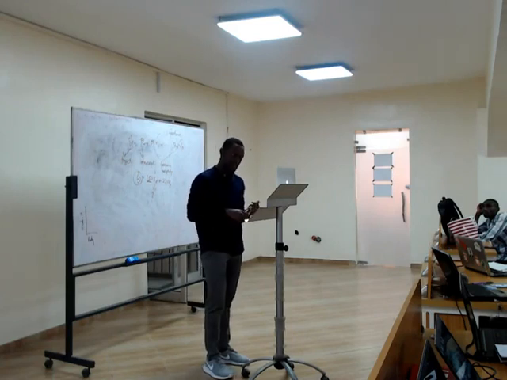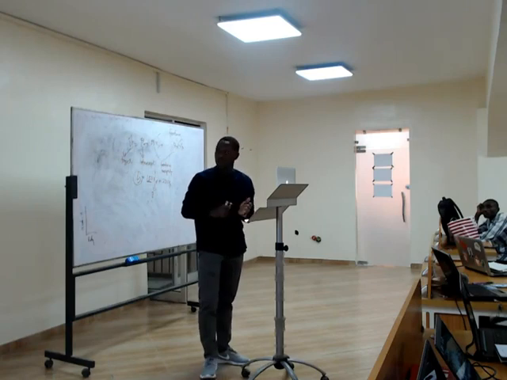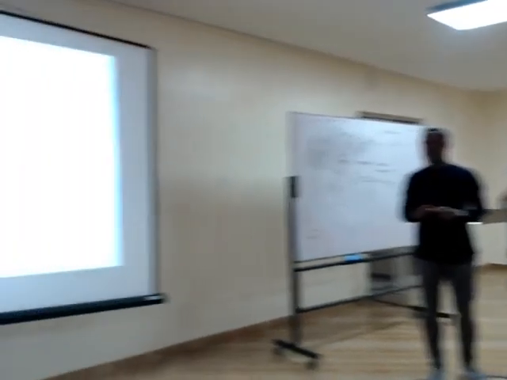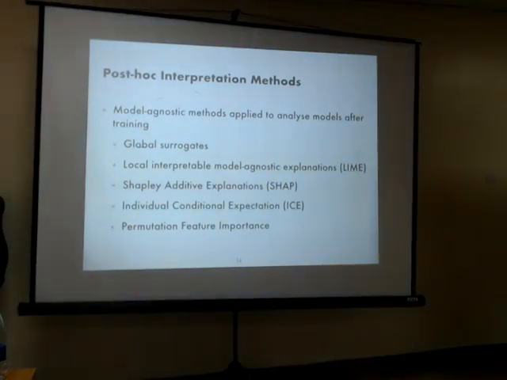So we've spoken about intrinsically interpretable models. They are not fancy, but it's what we have. So the next thing we're going to talk about now is post-hoc interpretation methods. So basically, what are these things? They are model agnostic methods. By model agnostic, it means you can apply them to any type of model. That's how they're built. And you apply them to models after you train your models.